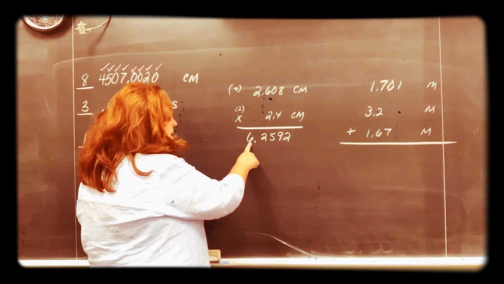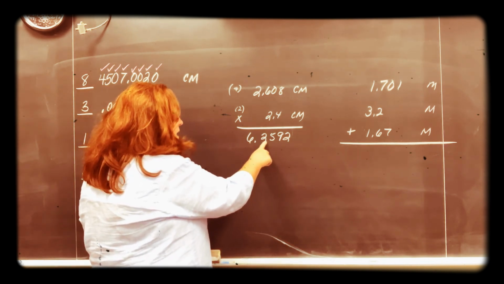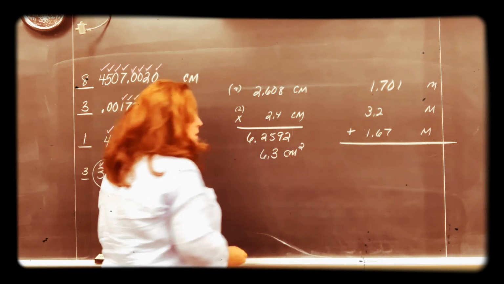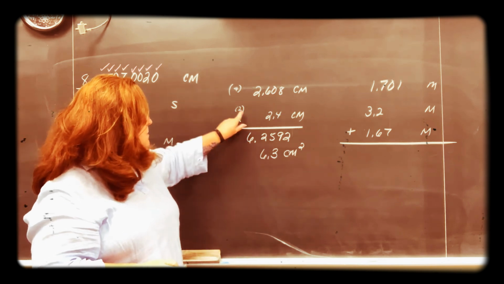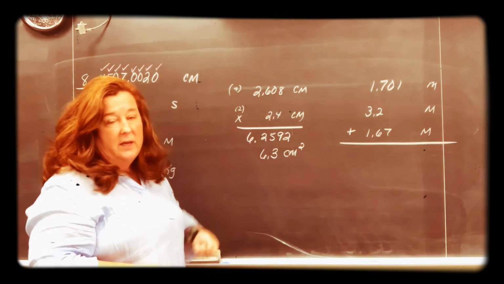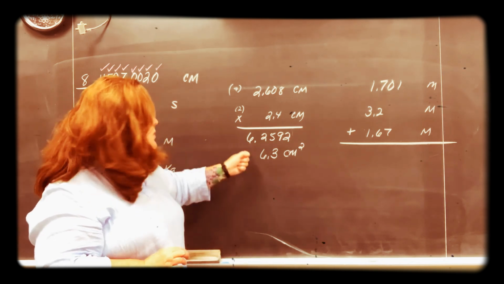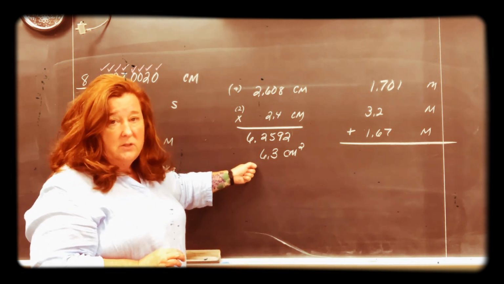So I can keep something here and I can keep something here. Well, 5 changes the 2, and this is going to be 6.3, and that would be centimeters squared. 2 significant digits, because the one thing that I multiplied by, I only had 2 significant digits. You do that for multiplication and for division. You round to the smallest number of significant digits.